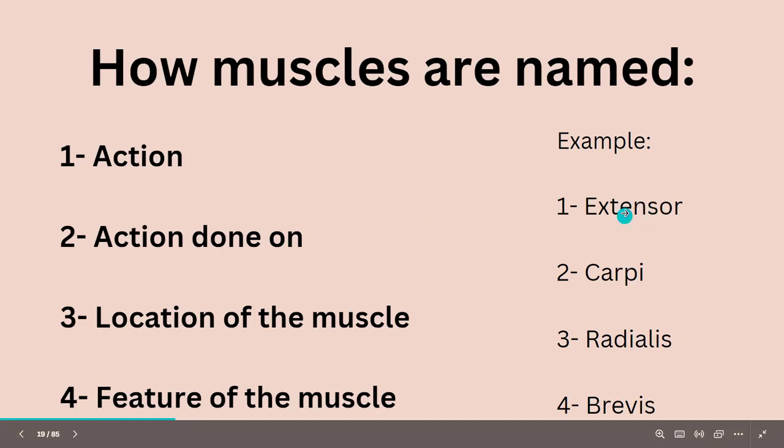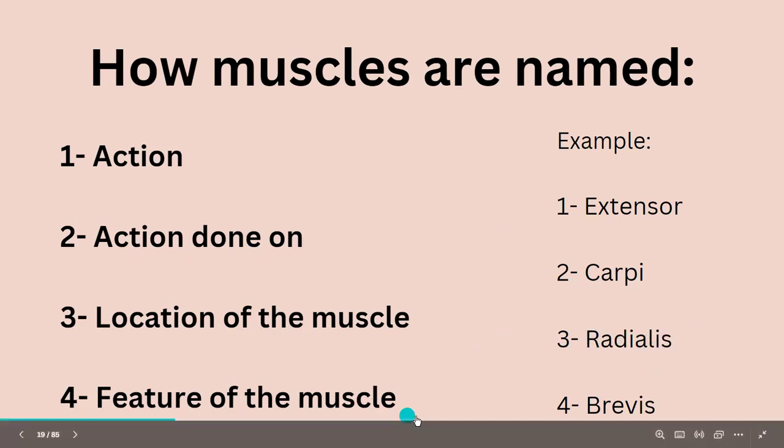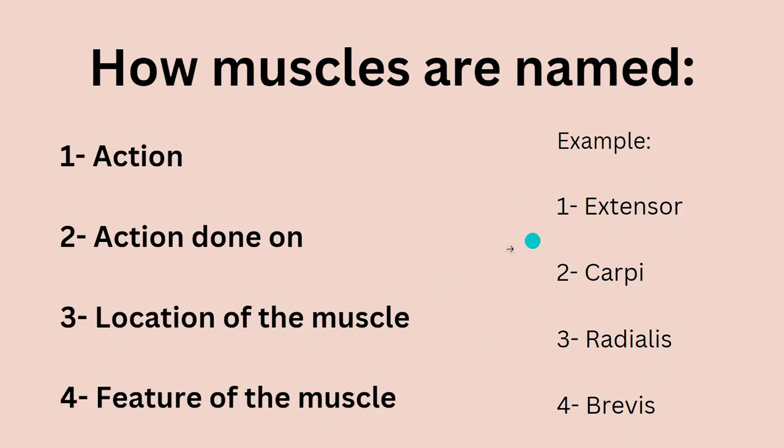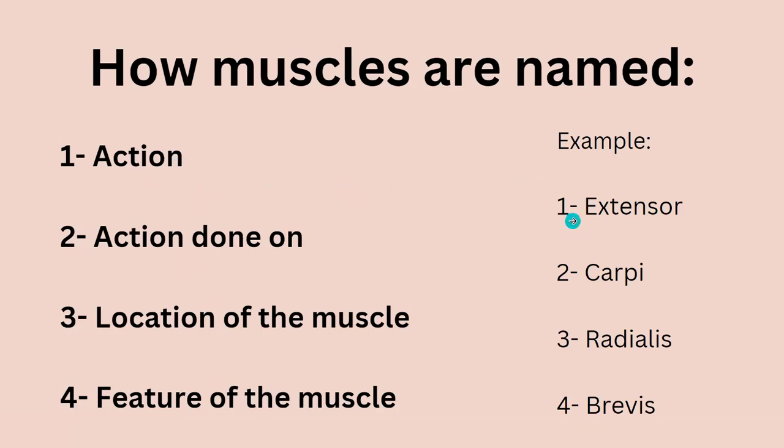So action, this muscle extends, so it's called extensor. Action done on, this muscle extends your carpal bones, so it's called carpi. The location of the muscle sits on the radius bone, hence why it's called radialis. And the feature of the muscle, brevis. Brevis just means short. So anything like a feature or a property of a muscle, it's usually at the end. Now, this isn't always true. Sometimes muscles are only named based on 1 and 2. It does not have 3 and 4. But usually all muscles have 1 and 2, the function of the muscle or the action and the action done on.